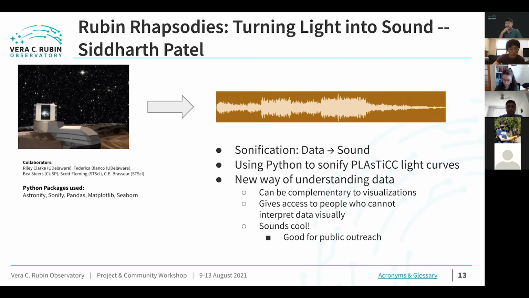The motivation for this project is to see how else we can interpret Rubin data, in a way that can allow people who can't interact with the data visually to do so in an auditory format. But also, sonifications could be used complementary to visualizations. This allows for different ways of interaction and allows for more people to work on the data Rubin Observatory provides. The data is for everyone, so everyone should have a way to work with it. And on top of all of this, sonifications sound pretty cool, so it can be one avenue for public outreach. Next slide.